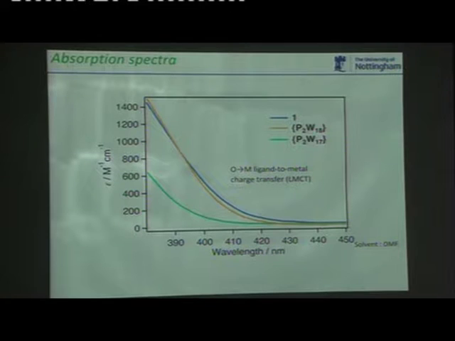Of tungsten 18. So, what we have is from our calculations, we see that the HOMO-LUMO gap, theoretically, is quite different. We see that the actual LUMO energy certainly is very different, but the absorption is fairly similar.